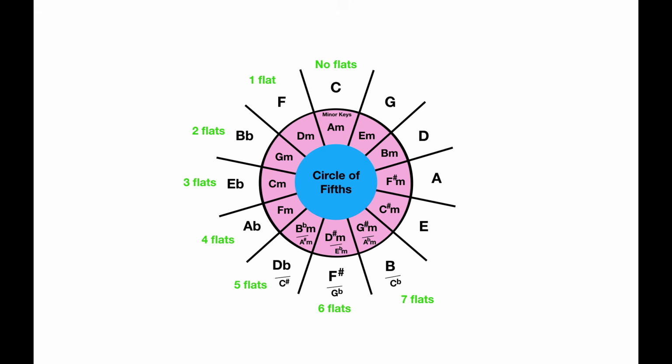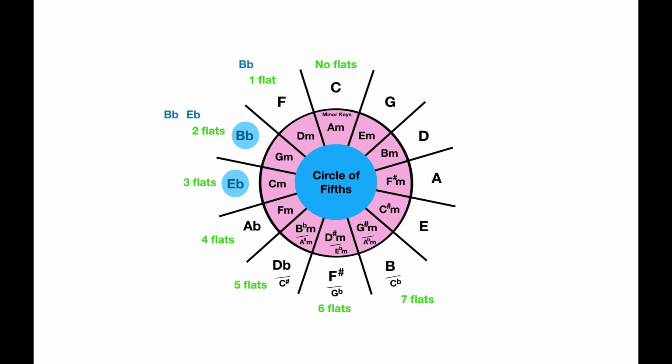C flat 7. Now, to work out which flats are in these key signatures, all you need to remember is that we start on a B flat. And this time, instead of moving clockwise, we're moving anti-clockwise. So our first key signature with a flat in it is the F, and the F has one B flat in it. If we then move around to the B flat, this has two flats in it, so that will be B flat and E flat.